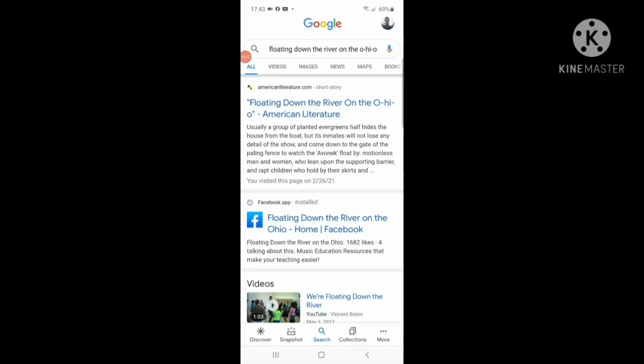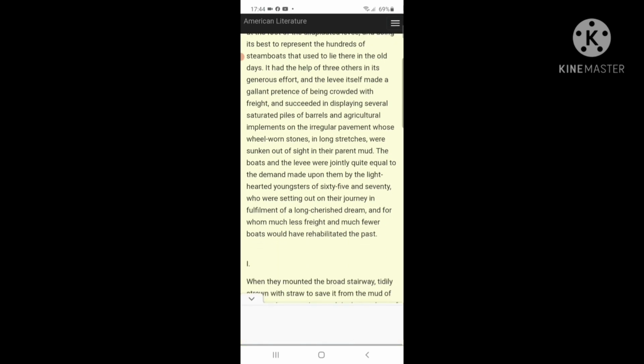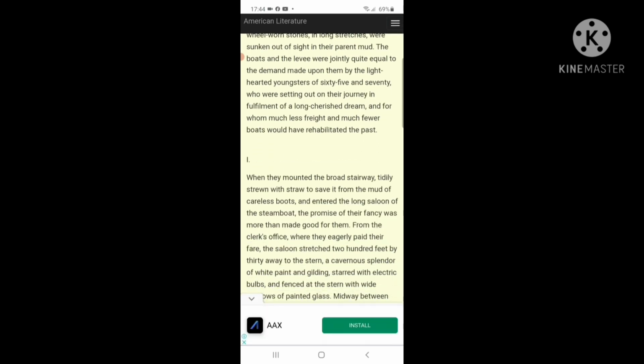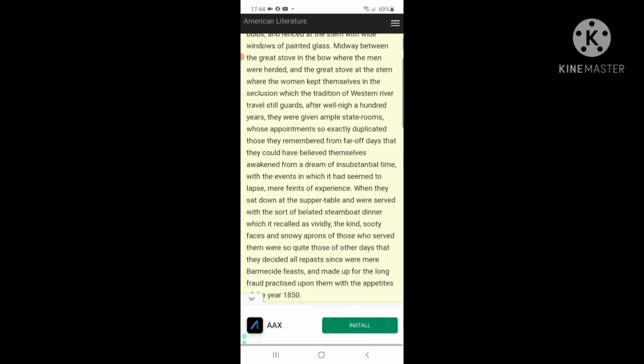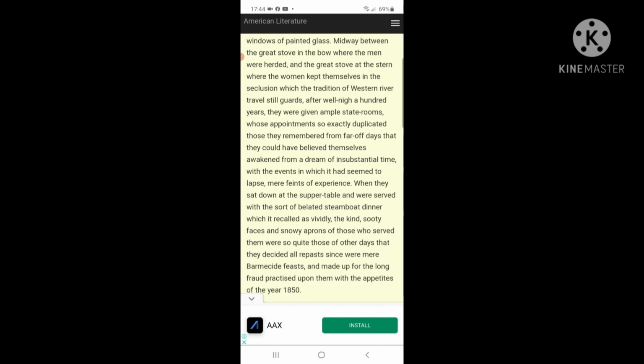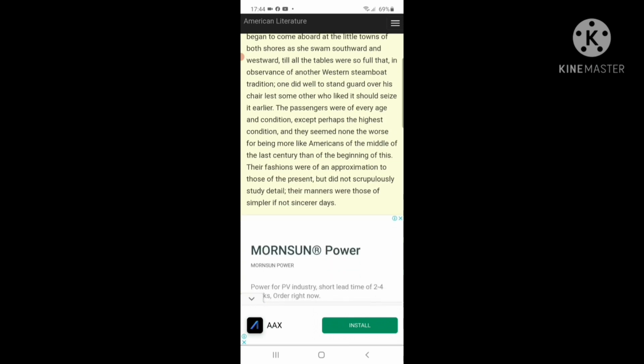It is also very important to be able to understand and at the same time to identify the aspects of literary realism in the selected short story Floating Down the River on the Ohio by William Dean Howells. So as you see here, this is a short story, so it's very important to identify the aspects of reporting and of paying attention to a detailed description, which looks like a camera, and all these things.